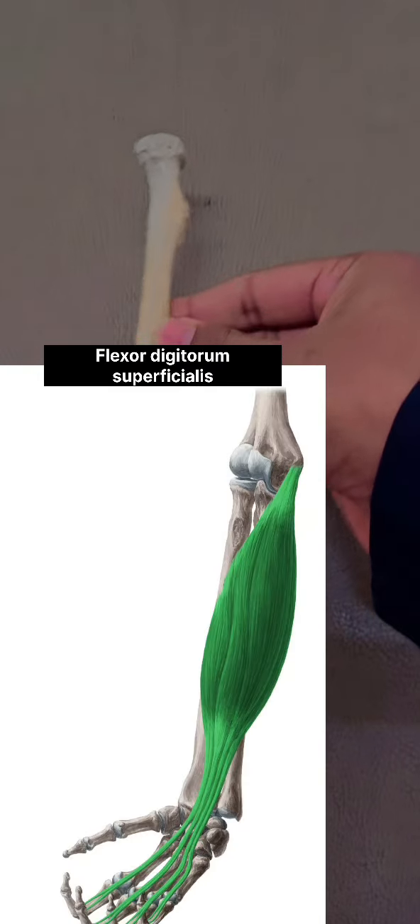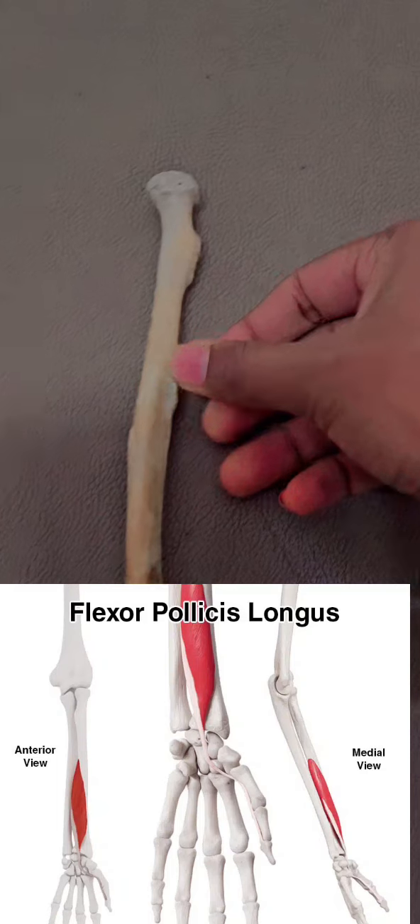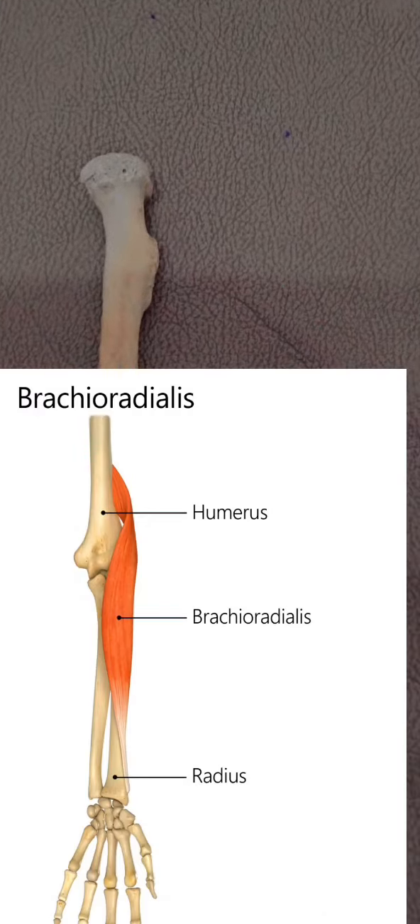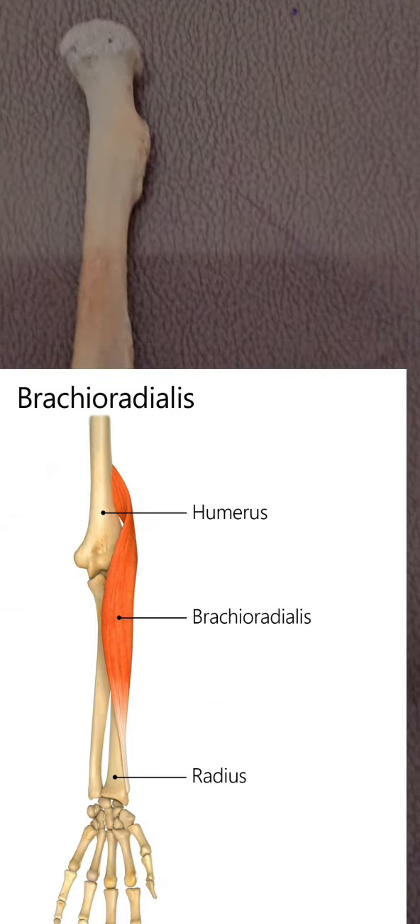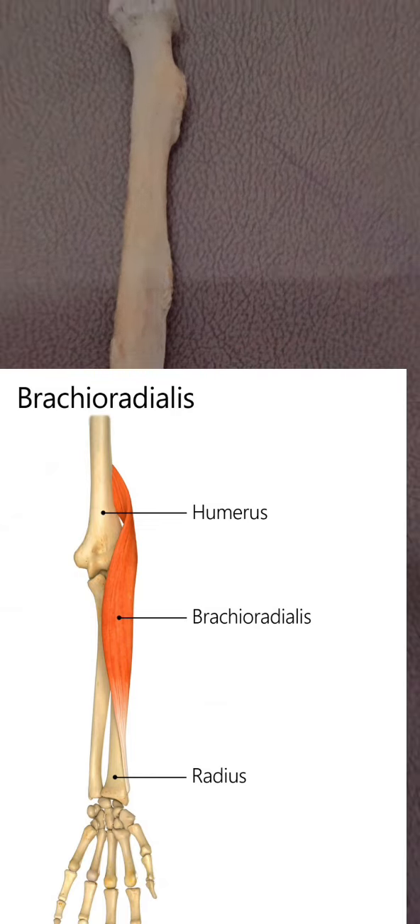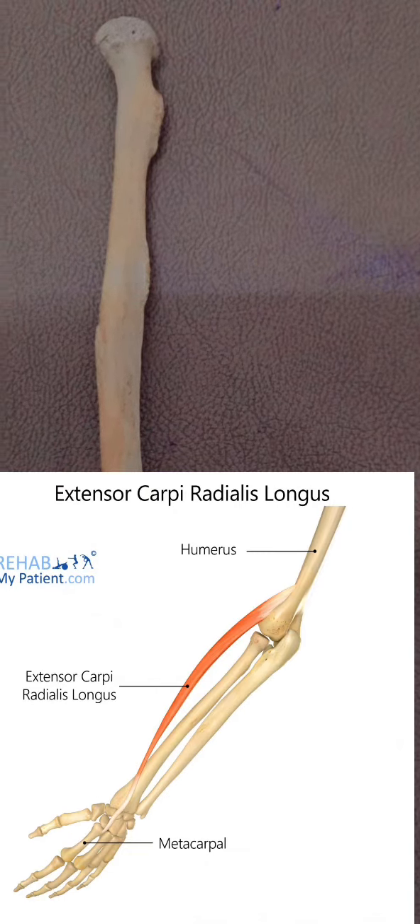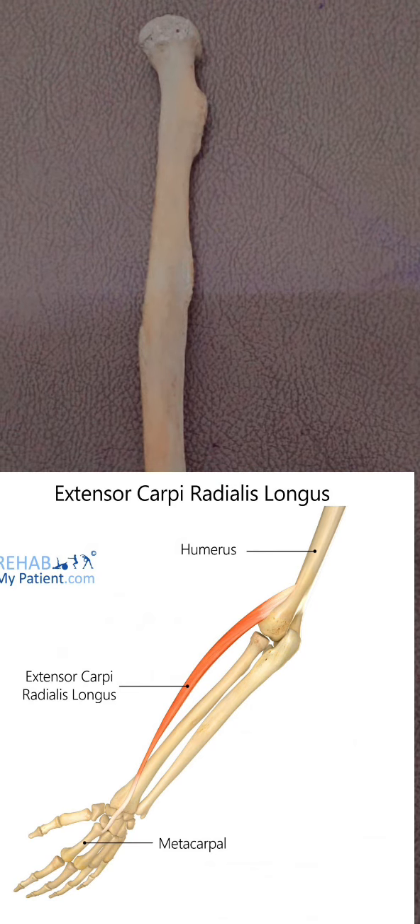Flexor digitorum superficialis. Flexor pollicis longus. Pronator quadratus. Brachioradialis inserts near the styloid process and flexes the elbow in the mid-prone position. Extensor carpi radialis brevis and longus are closely related and originate from the humerus.